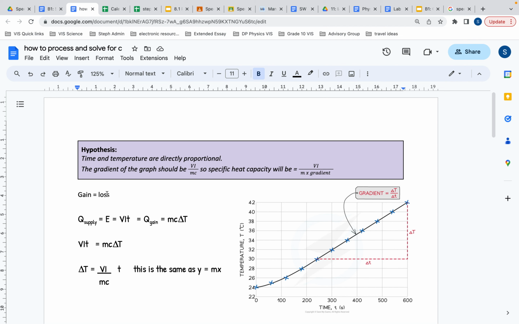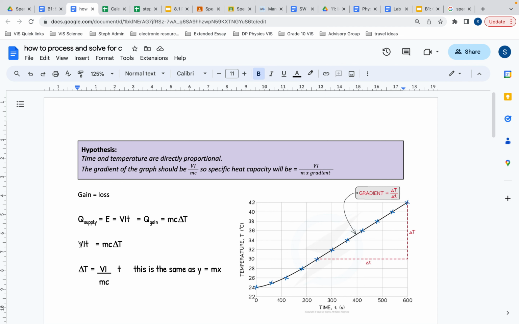And one of our big assumptions in this experiment was that there was no heat given to the surroundings. So completely the gain was equal to the loss or the supply. So in the case of the supply, we said that the electrical energy was the potential difference, the current and the time. And that was going to be equal to the Q gained, so the heat gained by the metal block, whether it was aluminium or copper, whichever one you were using. So that was the mass, the specific heat capacity, and then the change in temperature.